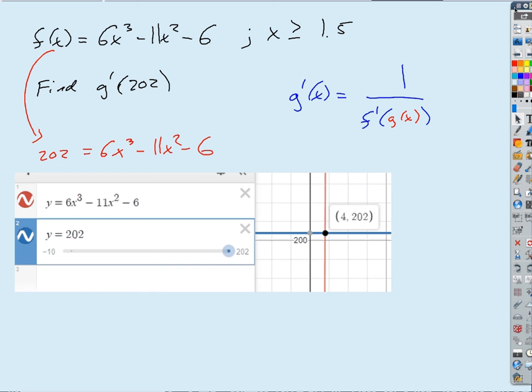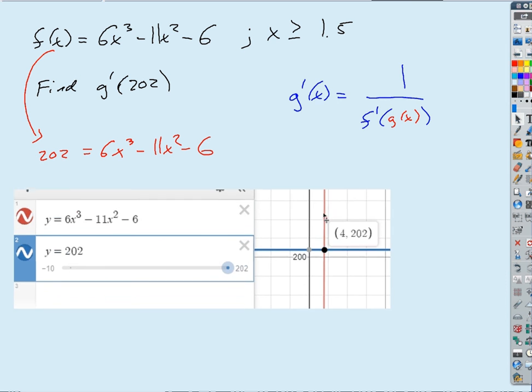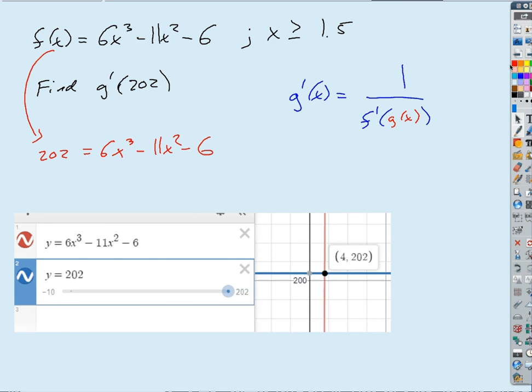Okay, so then if we know that the solution to this is x equals 4, right? So that's the input of f of x, correct? Yeah. Right? The input of f of x becomes the output of g of x. Right? So all we've got to do then is just calculate what is 1 over f prime of 4. Well, that's easy. We know what f is. What's f prime?